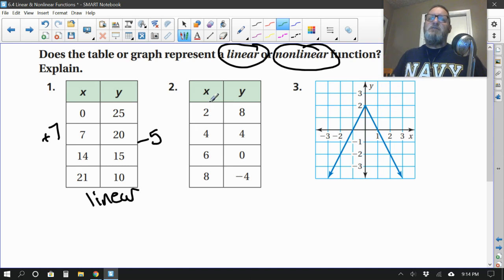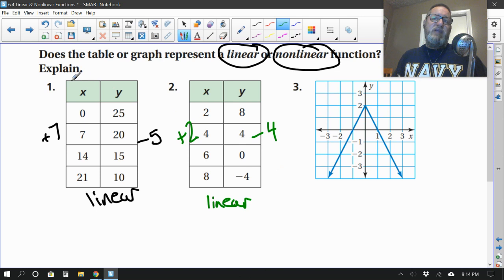Change colors. So now we have 2, 4, 6, 8. Well, that's clearly an increase of 2 each time. 8, 4, 0, -4. Oh, well, that's going down by 4 each time. Once again, we have our consistent rate of change, so we have another linear function.